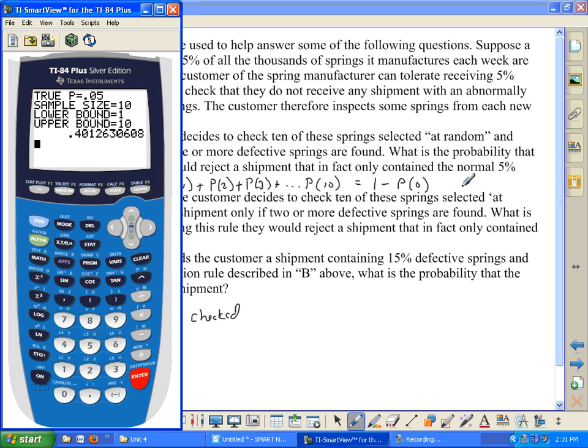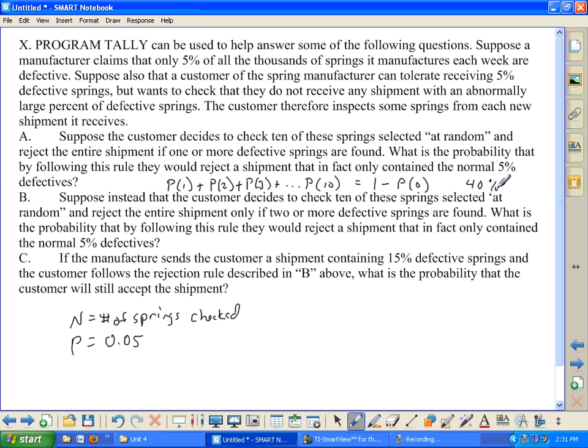So according to this, even though the shipment was good, if we follow this particular procedure, we're going to reject the good shipment about 40% of the time. So that's not good. You're rejecting too many good shipments.